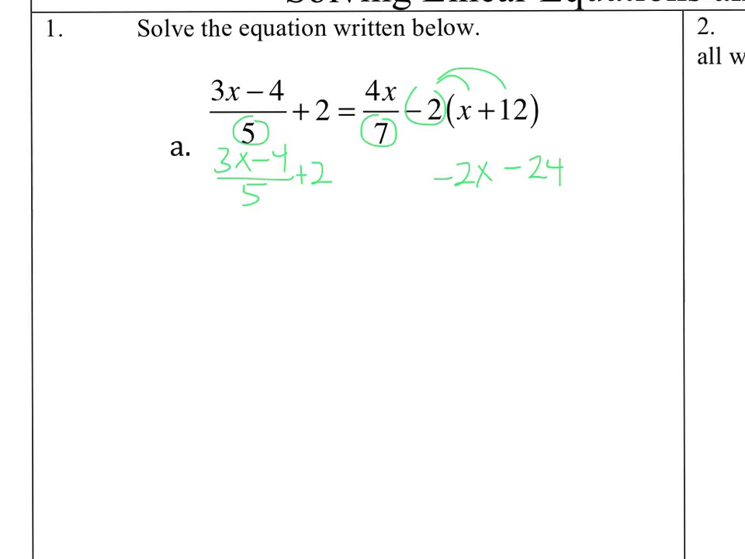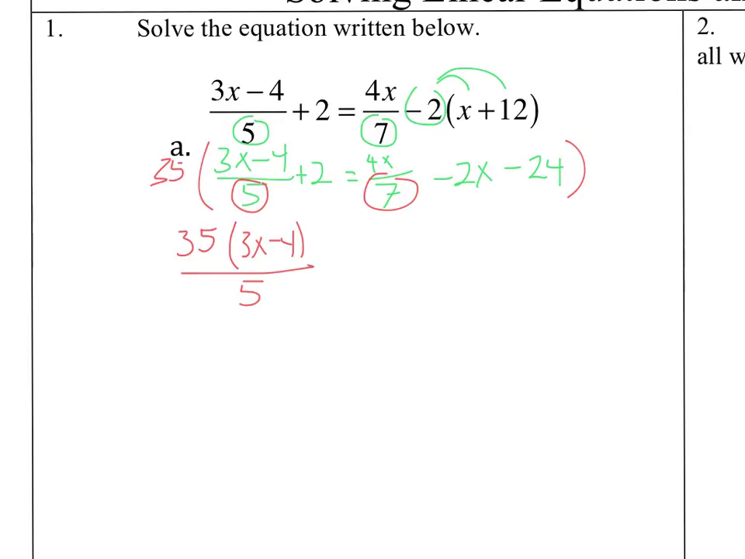5 plus 2 equals 4x over 7. Okay, I'm going to multiply both sides of this equation by whatever my common denominator between 5 and 7 is, which happens to be 35. The nice thing here is that as we do this, some of these are going to cancel out. So if I do 35 times 3x minus 4 over 5, I can reduce this before I multiply. It's going to make my life easier, because 35 divided by 5 is going to be 7. That's one of the things that I saw missing in the last spiral.